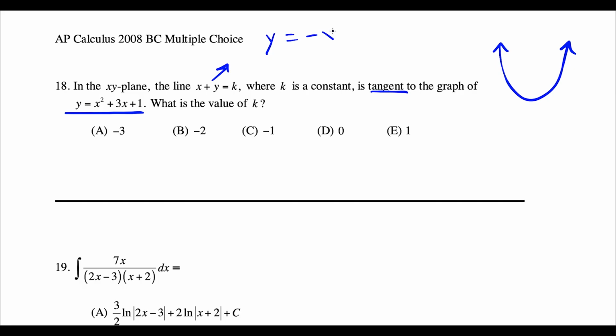And what I do for something like this is I solve it for y. Y equals negative x plus k. And you have to imagine that if this is the tangent line, the slope of the tangent line is going to match the value of the derivative at the point of tangency.